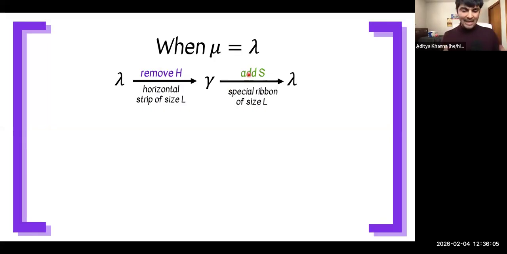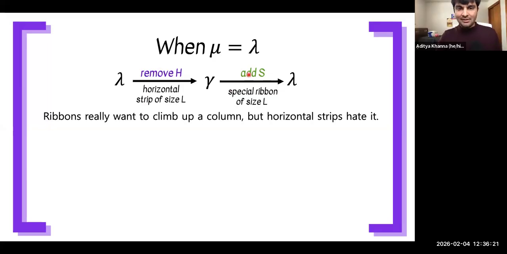Well, if I remove something and add something, and I get to the same shape, the only way that is possible is if I remove and add the same thing. So I need a horizontal strip that is also a special ribbon, but we saw that ribbons really want to climb up a column, but horizontal strips do not want to be in a column. What is the resolution here? What is something that is both a horizontal strip and a special ribbon?